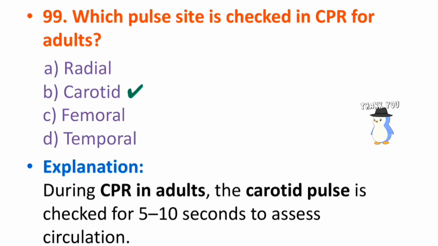Which pulse site is checked in CPR for adults? Option A, radial, option B, carotid, option C, femoral, option D, temporal. The correct answer is option B, carotid. During CPR in adults, the carotid pulse is checked for 5 to 10 seconds to assess circulation. CPR is cardiopulmonary resuscitation.